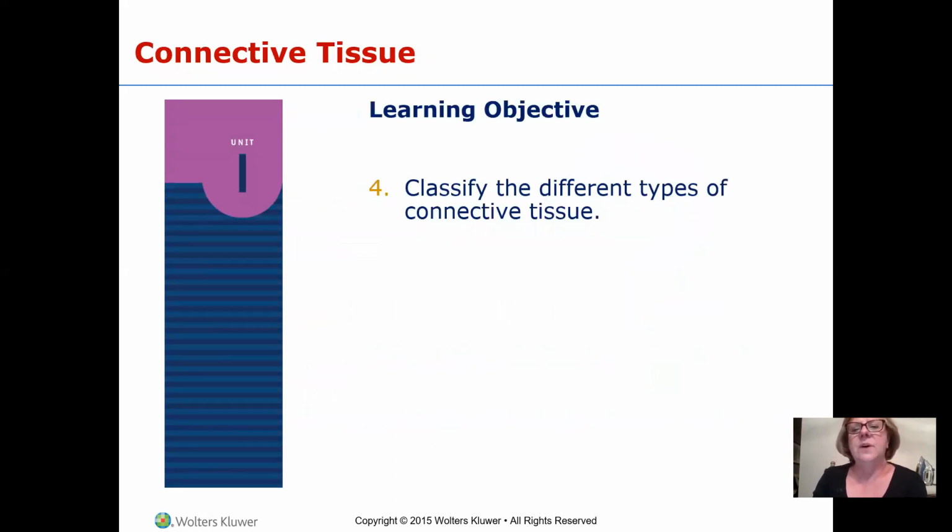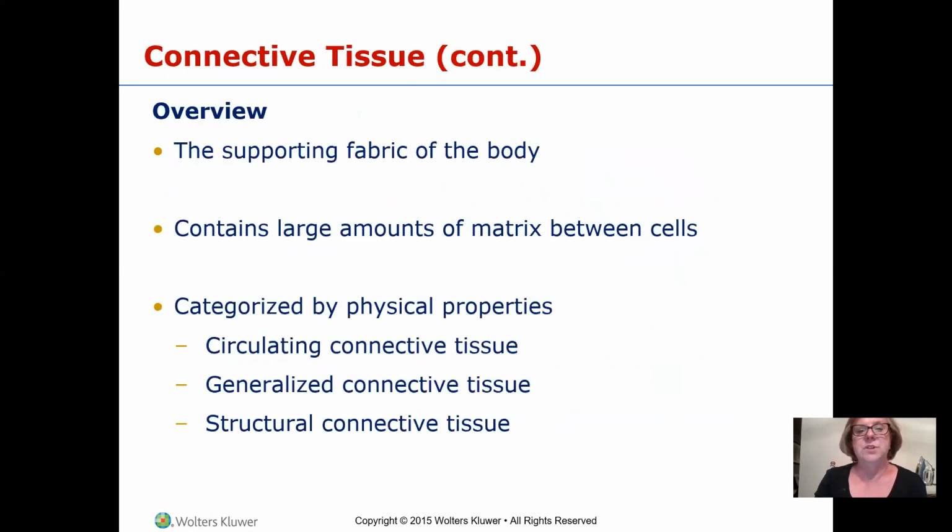So then classifying the different types of connective tissue. Connective tissue is another form of structural support for the body, and it has a lot of these matrix cells. Connective tissue can be categorized based upon its physical properties. Are they circulating? Are they generalized, or are they structural?